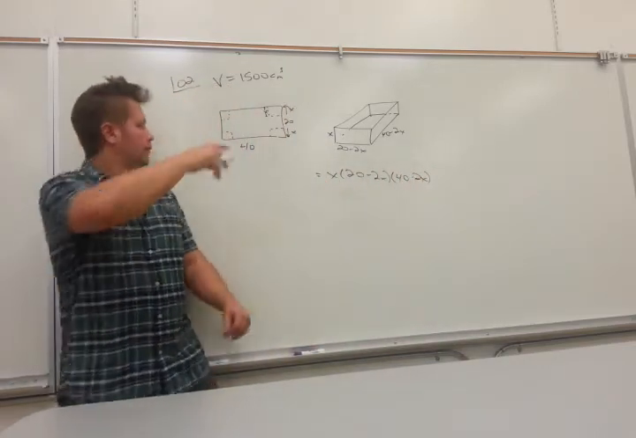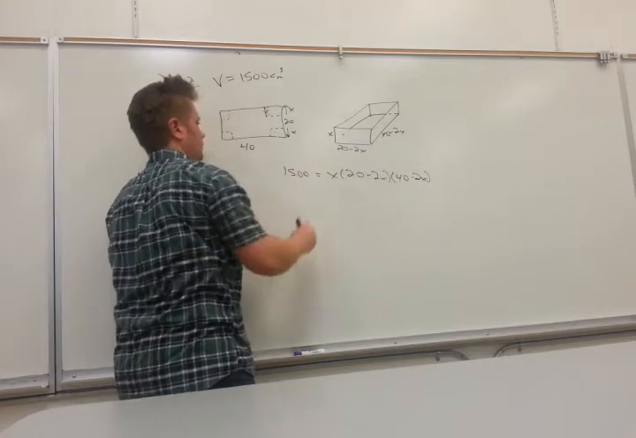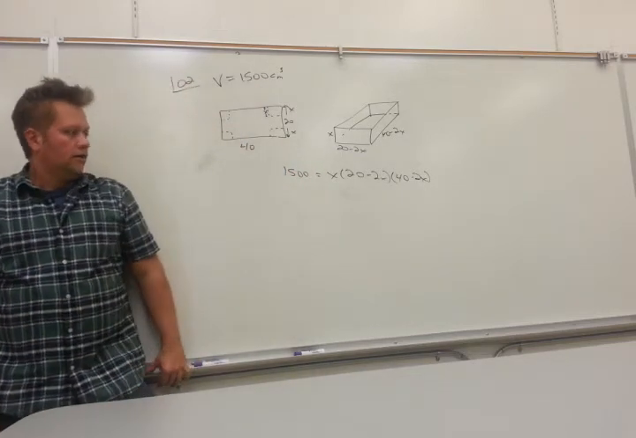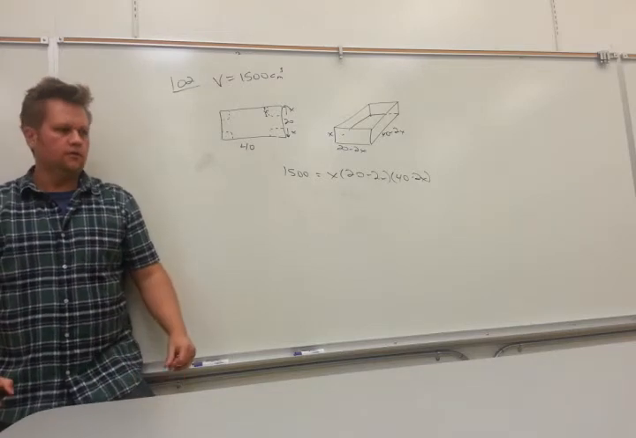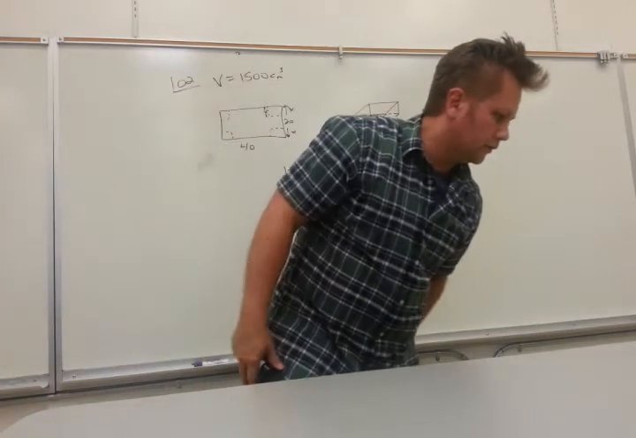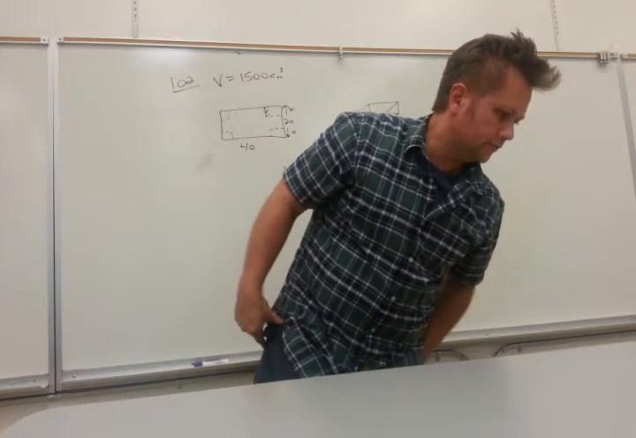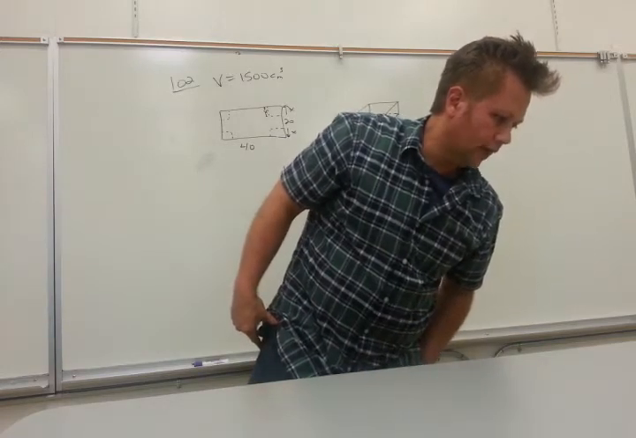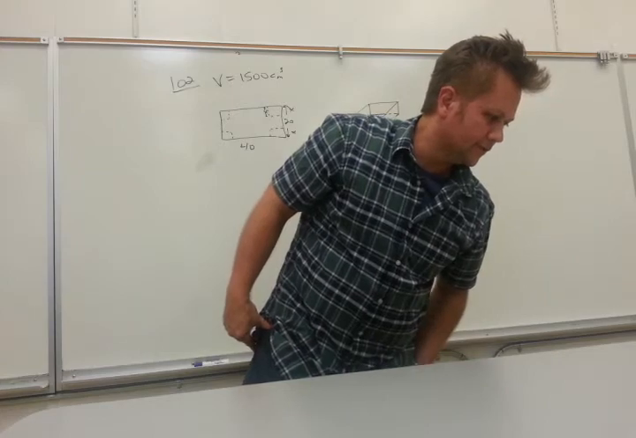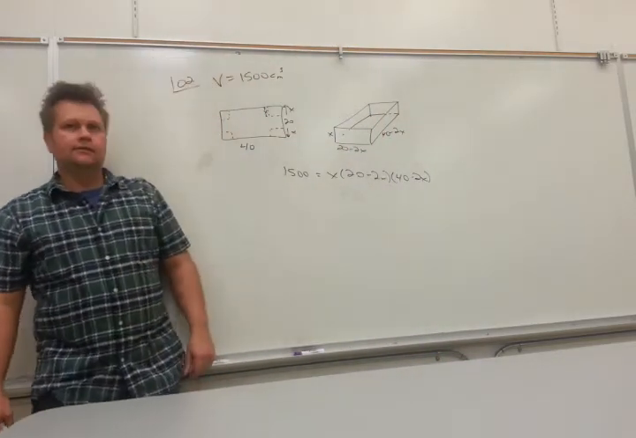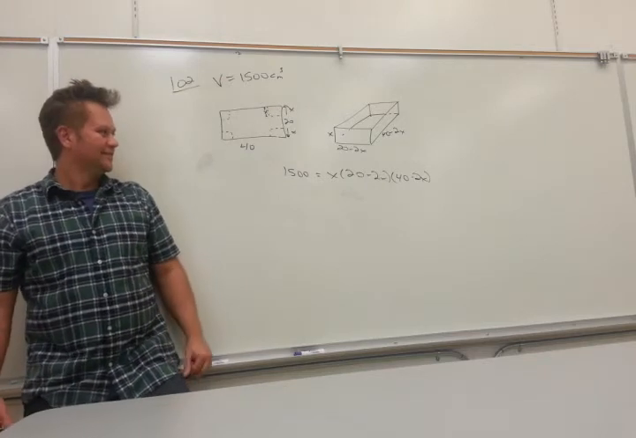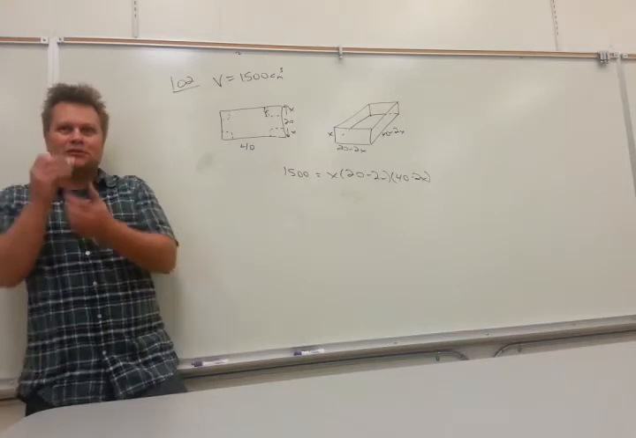So 1500, because the volume is 1500. Now this one does not have a little calculator next to it. That's unfortunate. I know. Well, surprise. In my house, there's a calculator next to it. I like that. You're drawing them in.